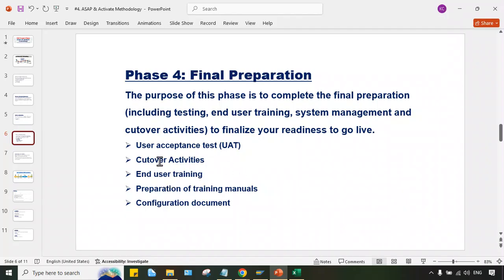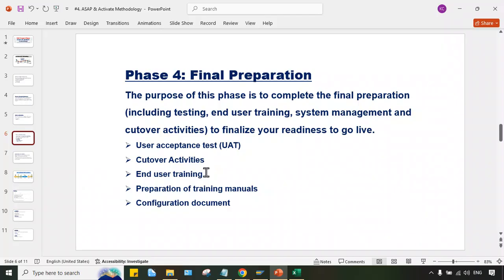So in the fourth phase or final phase, generally what happens? UAT and cutover activity, these two activities. End user training also goes on simultaneously, guys, because end user training takes some time. It is not possible to train the people in just 1 day or 2 days or 3 days. End user training means we have to train the people.